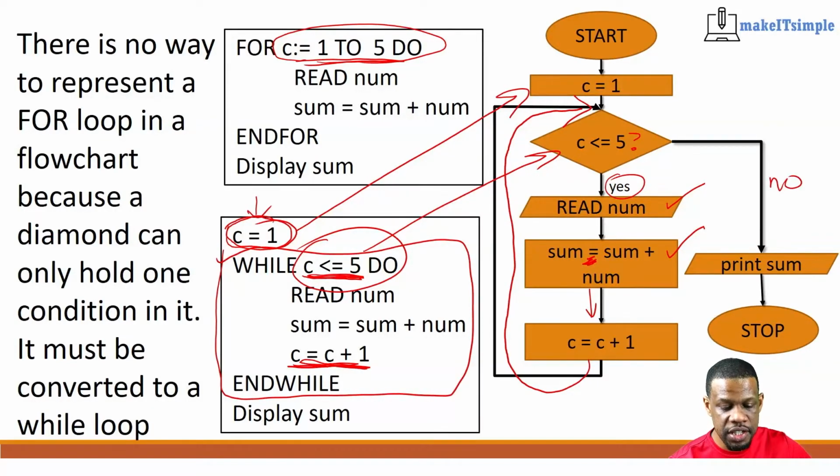Once the condition says no, it's not true, it does the last thing, which is print sum. That's it right there. That is the key to how to represent a flowchart using a loop. A repeat until loop is easy to do. A while loop is easy to do. You can't do a for loop, so you have to know how to convert a for loop to a while loop to be able to represent it in a flowchart. And that is power.